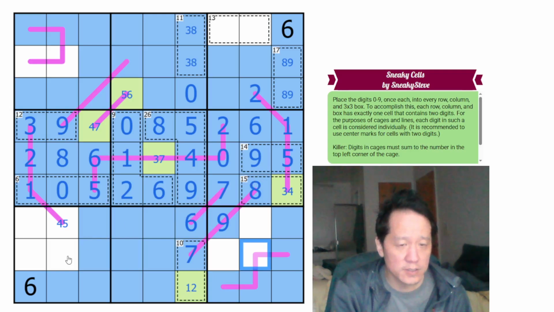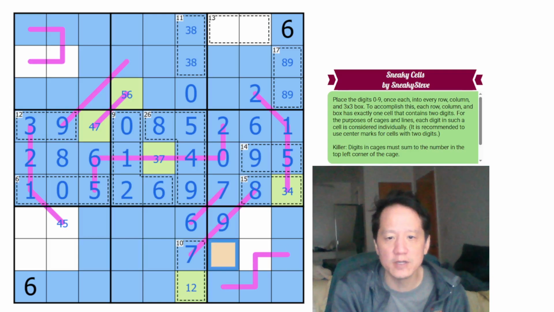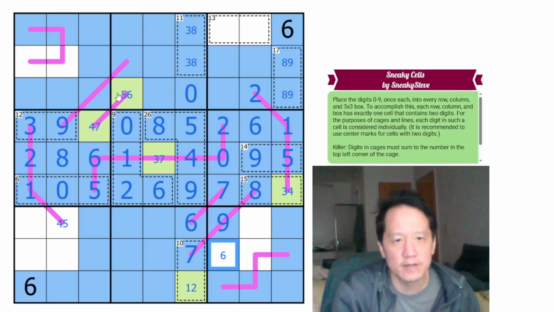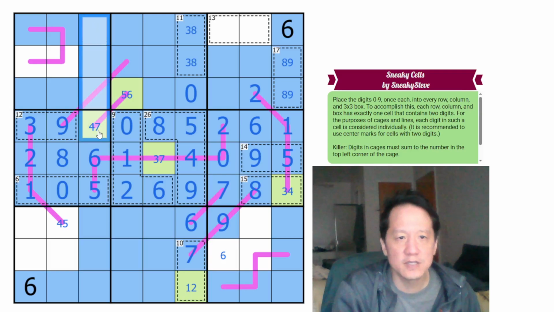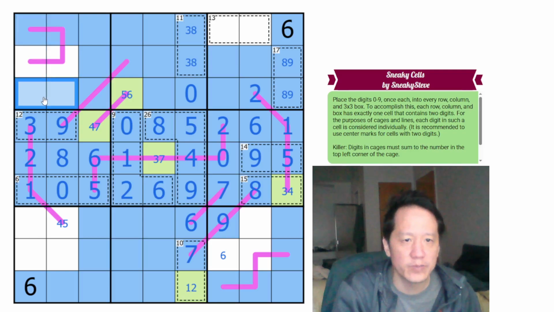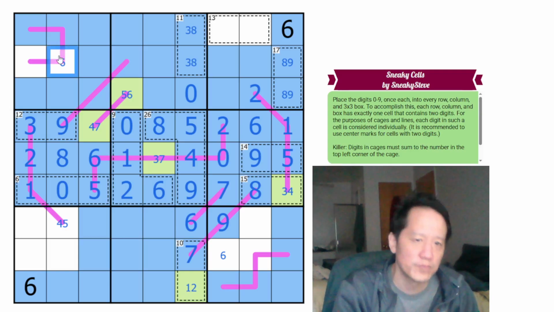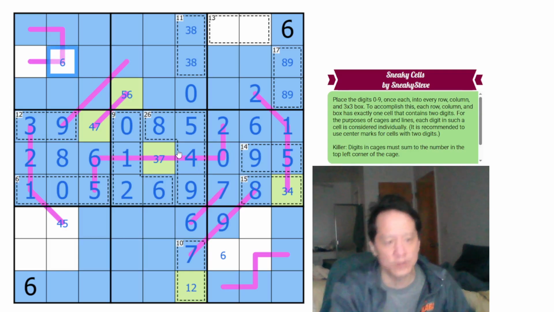Okay, let's see. What else do we have? 6, where is the 6? 6 can be here only in box 9, but we don't know if it's a sneaky cell or not. So we're going to limit that so far. 6 can't be here, and it can't be here, and it can't be here, and it can't be here. So 6 is also here, but this still could be a sneaky cell here too. So that doesn't necessarily work either.